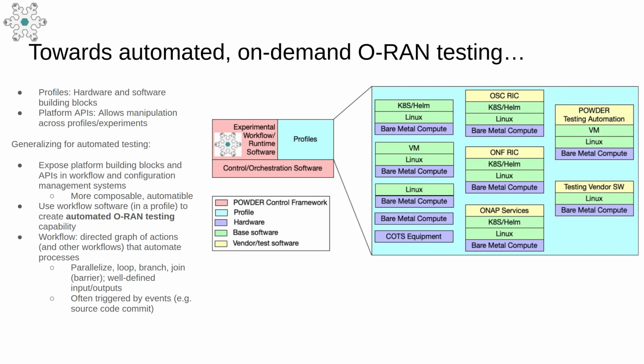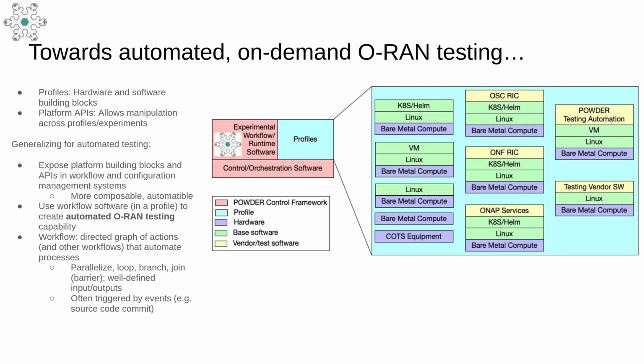Our design uses a workflow engine running in a profile, so the workflow software itself is a building block that can be integrated into existing Powder scenarios and profiles. And the workflow engine is what runs these automated ORAN testing workflows. In this case, when I say workflow, I just mean a directed graph of actions that could potentially call other workflows as well that automate test processes or configuration processes.